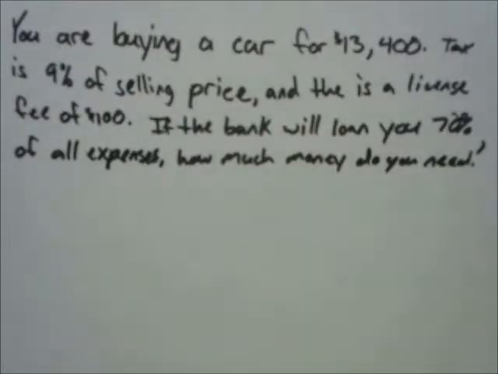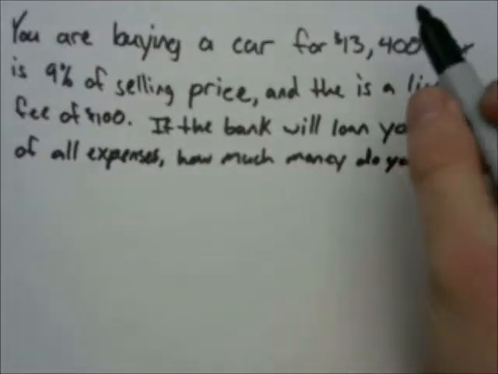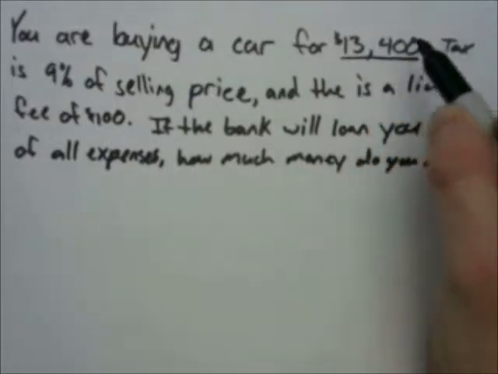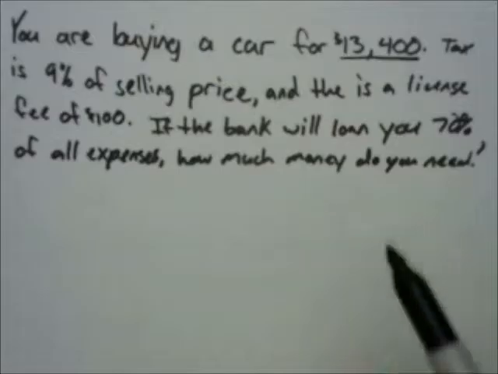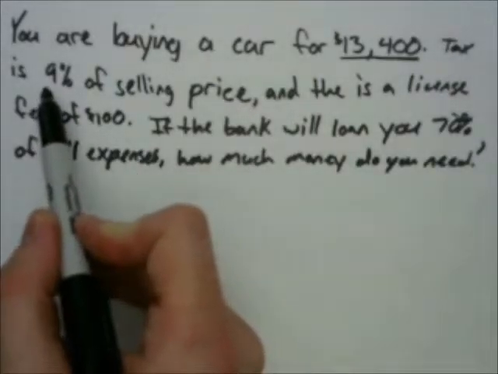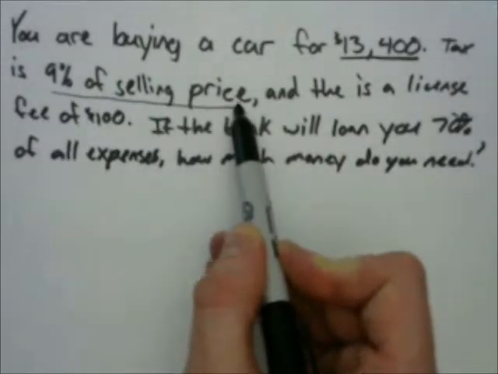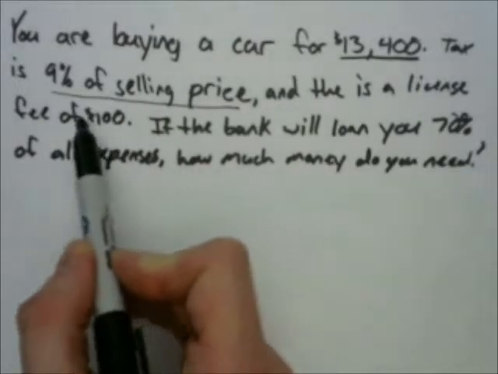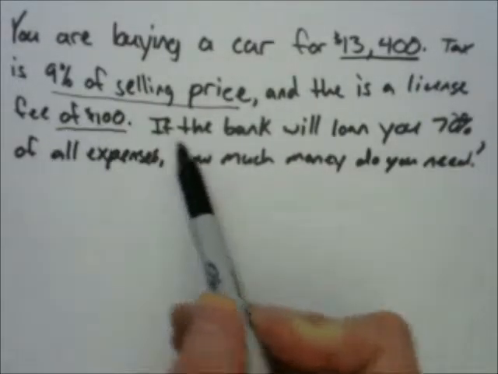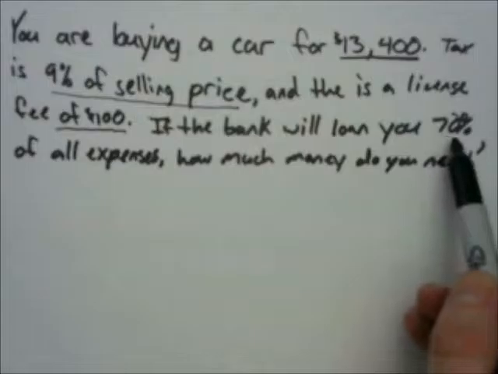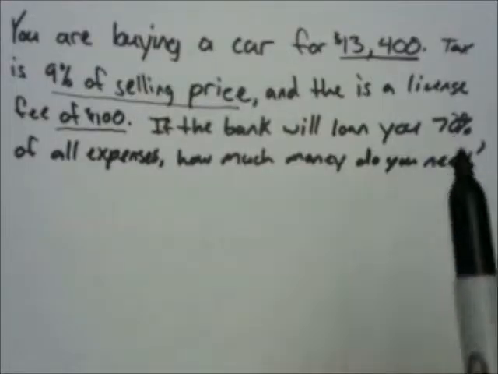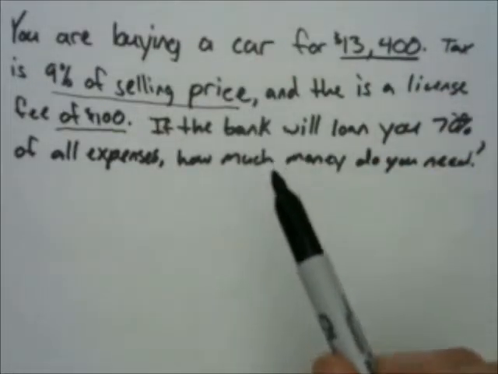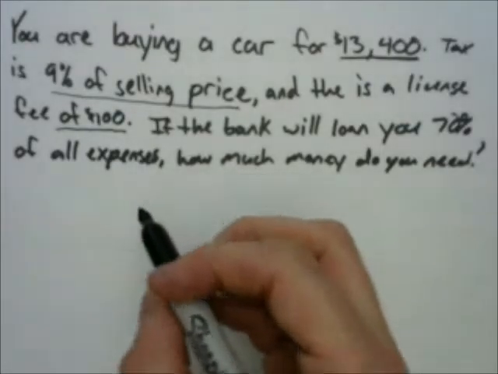Now first off, I know I have to pay for the car, so this is part of the price, $13,400. Now in addition to that, I have 9% of the selling price, and in addition to that, I have $100. Luckily, the bank will front 70% of it, so I only need to pay my portion. Okay, so let's start.